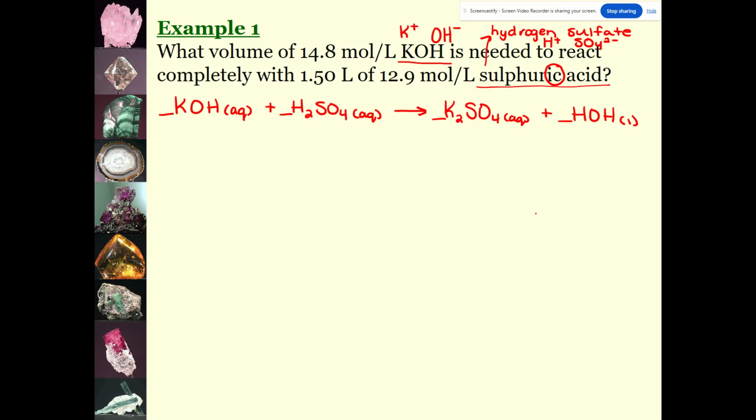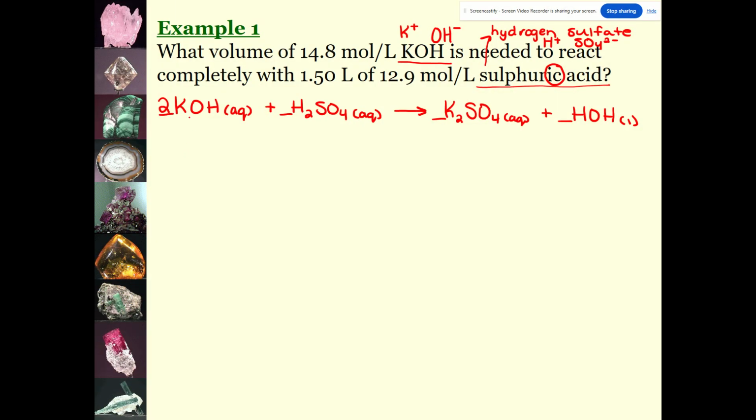Now, I look at my K's. It doesn't matter the order you balance these things in, right? I'll look at my K. I have 1 K on my reactant side, but 2 Ks on my product side. So I need to put a 2 in front of my potassium hydroxide.